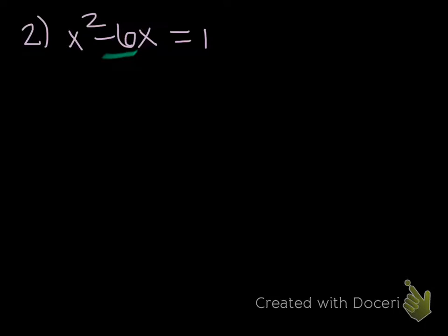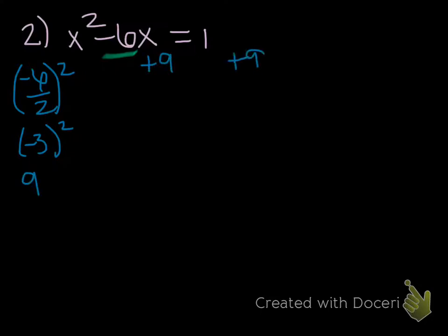So I'm going to take half of my b value, some scratch work off to the side. I'm going to do negative 6 divided by 2, which is negative 3, and then I'm going to square it. And I'm going to add that 9 to both sides to keep things balanced. Because I found the 9, the two numbers that would make this left side factorable would be negative 3 and negative 3. So the left side factors to be x minus 3, the quantity squared. The right side, when I add 1 plus 9, I will get 10.